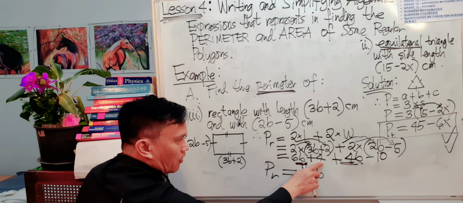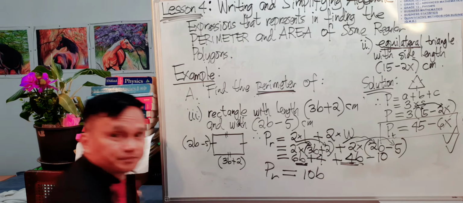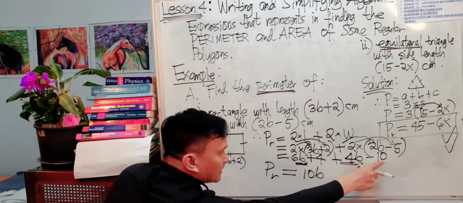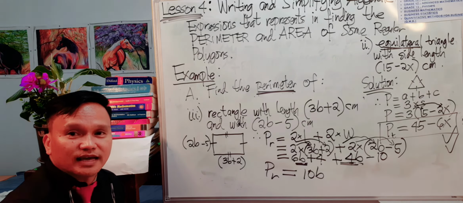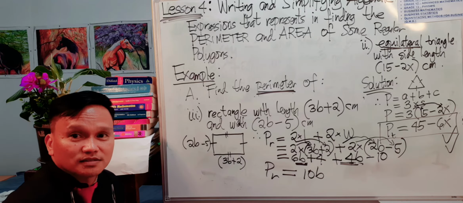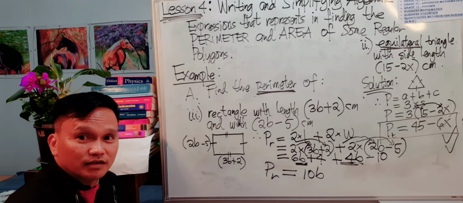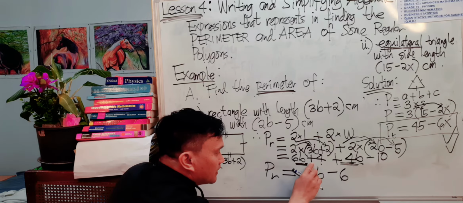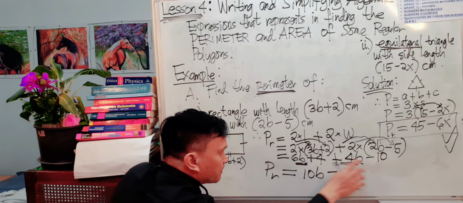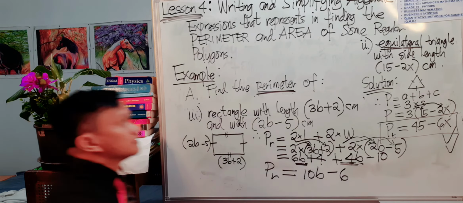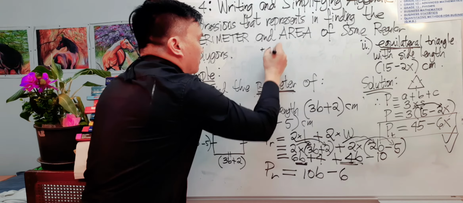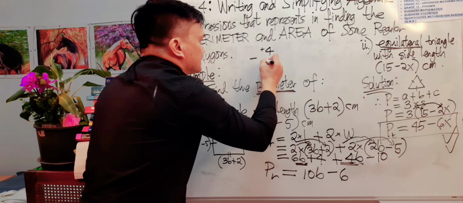Positive 4 minus 10. What is the answer? Equals negative 6. Remember, this is positive 4 minus 10. So that is equal to positive 4 minus 10.